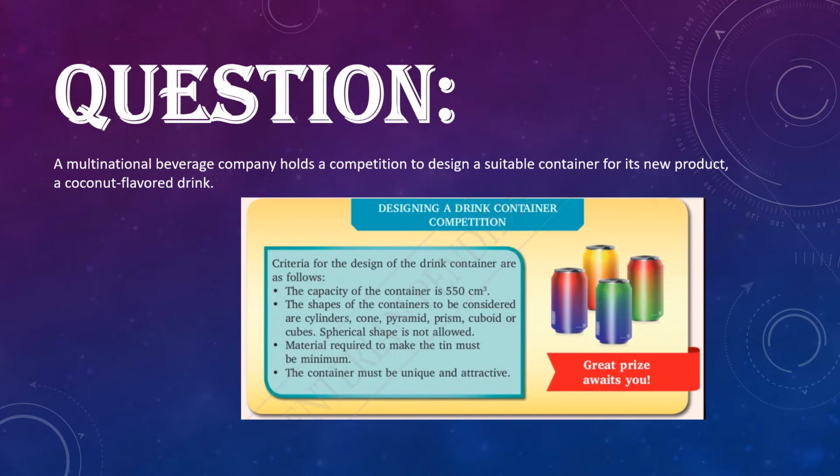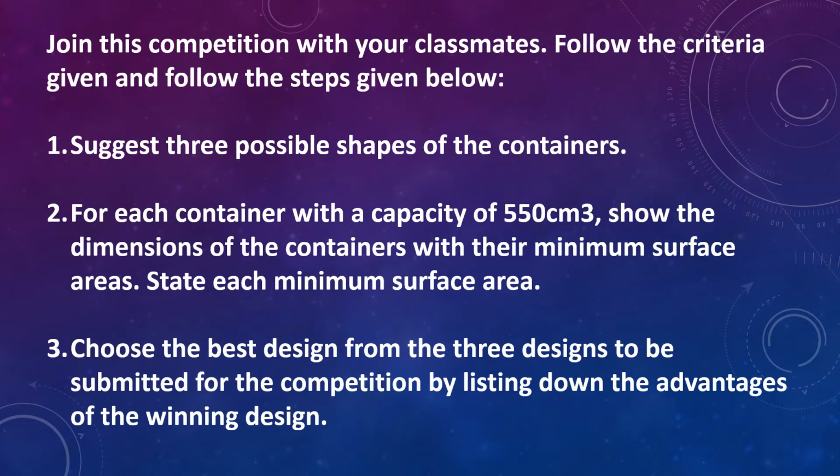The shapes of the containers to be considered are cylinders, cone, pyramid, prism, cuboid, or tube. Vertical shape is not allowed. Material required to make the tin must be minimal. The container must be unique and attractive. Drink price rates. Join this competition with your classmates. Follow the criteria given and follow the steps given below.